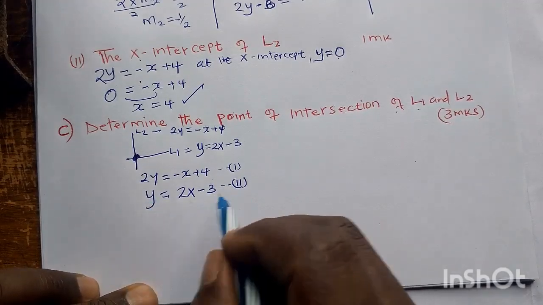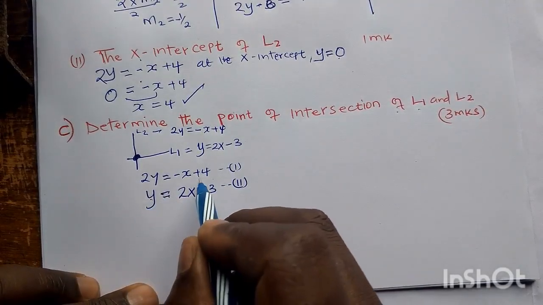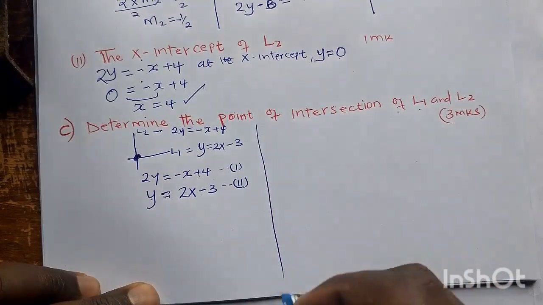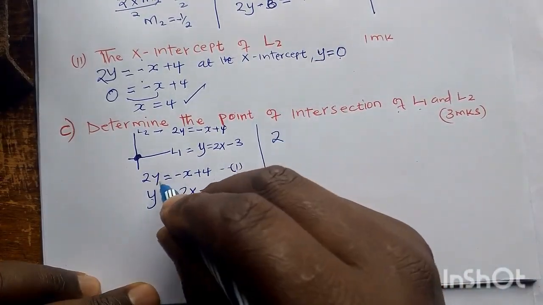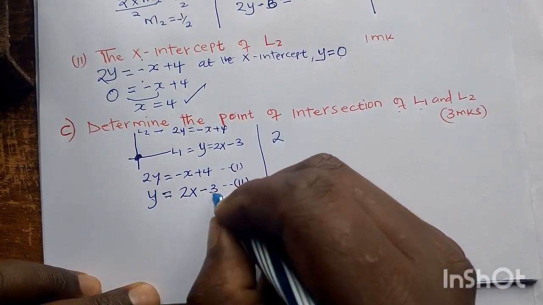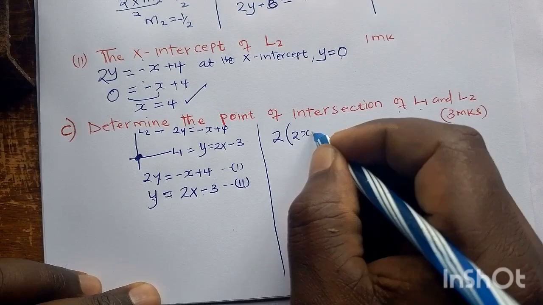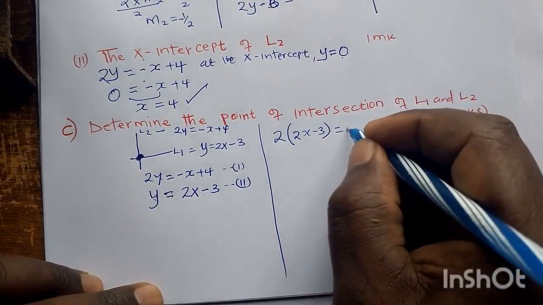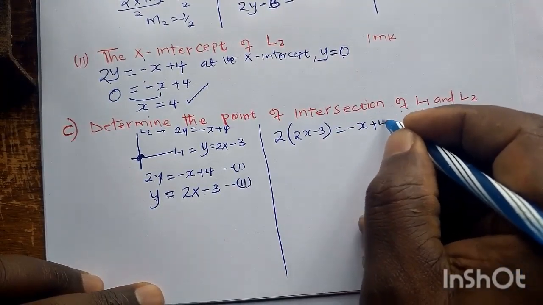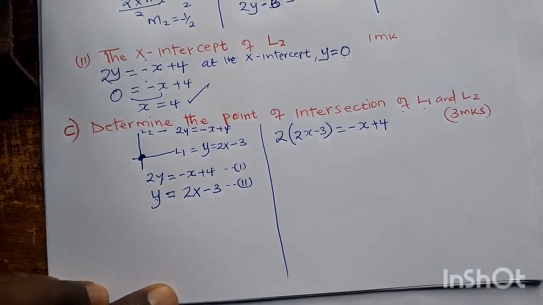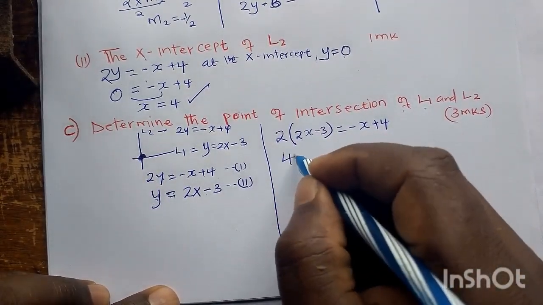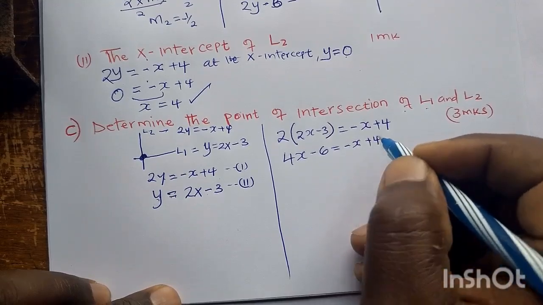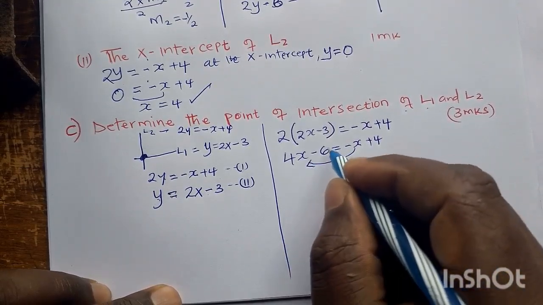You see the second equation is already y is equal to this. So I'm going to take the value of y here and substitute up there. So I'm going to say 2y, but instead of y, I will put 2x minus 3, because this is y is equal to minus x plus 4. Yes. Next, open the bracket. 4x minus 6 is equal to minus x plus 4. Put like terms together, and take this to the other side.